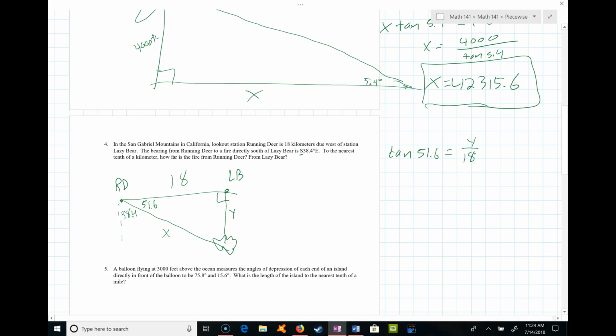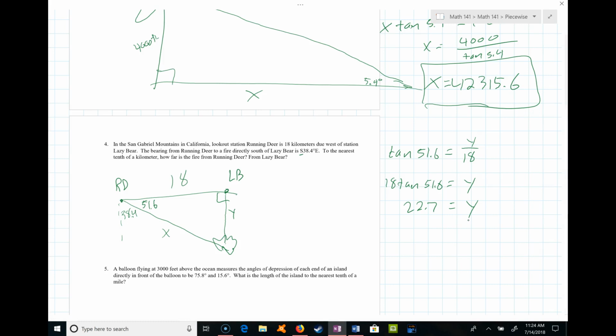And so then we multiply 18 times tangent of 51.6. And we get 22.7. So 22.7 would be the distance from the Lazy Bear to the fire.